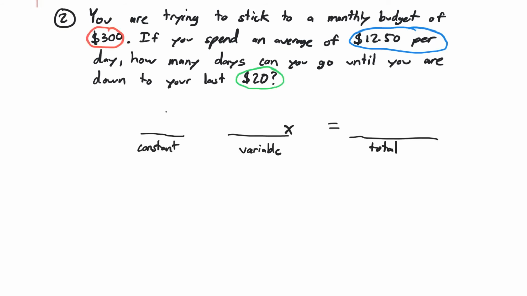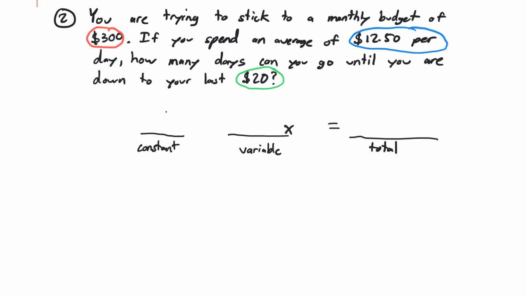All right, so I already went through and kind of circled the key pieces of information. Again, hopefully you did this on your own first. So total, we have a budget of $300. We're spending $12.50 per day, and they want to know how long until you have your last $20.